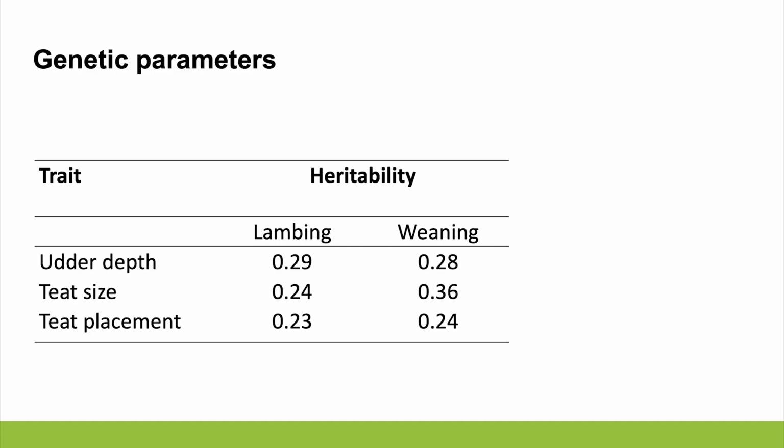The heritability is just the proportion of the variation in the trait that we can see that is due to genetics. So we calculate the heritabilities of the traits at the 2 time points, and we find that their heritabilities are around 0.025, sorry, 0.25. And what that means is that we can improve them through selection, and we can do it fairly quickly.